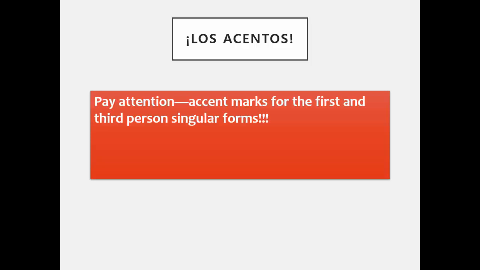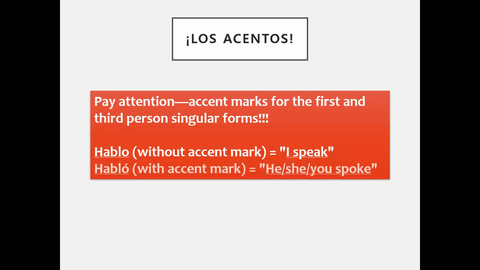One last bit. Accent marks! Those things are so important with preterite and in past tense verb forms in general. Without them, well, we have a huge amount of confusion. Without its accent mark, hablo doesn't mean he spoke. It means I speak as a now in the present. That accent mark is more than just a simple little diacritic on top of a vowel. It conveys so much more information.